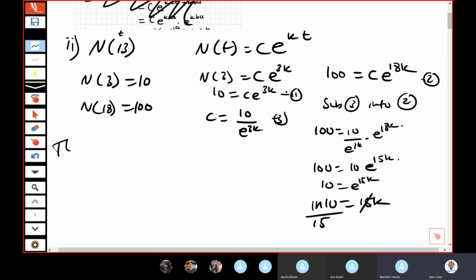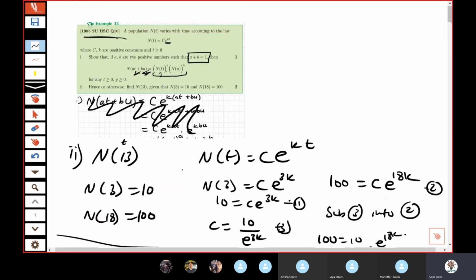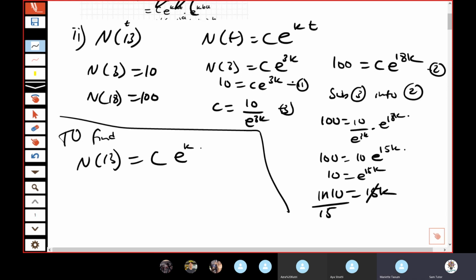So to find n of 13, which equals C e to the power of kt. K we have, t we have, just 13, C we don't have. But how do I find C? From equation 3. And then that's it really, isn't it? C you have, because you already know what K is, you sub it in here.